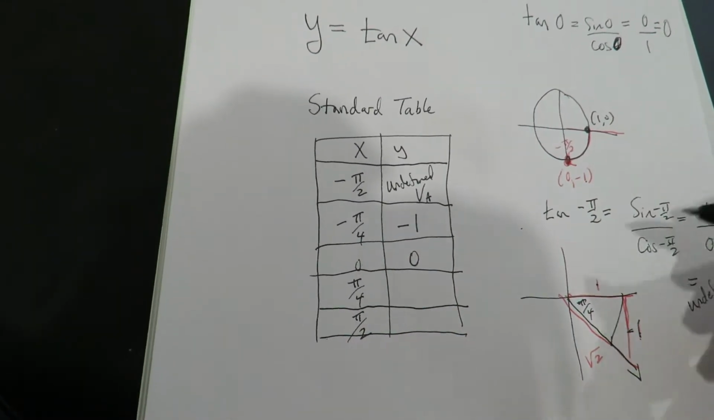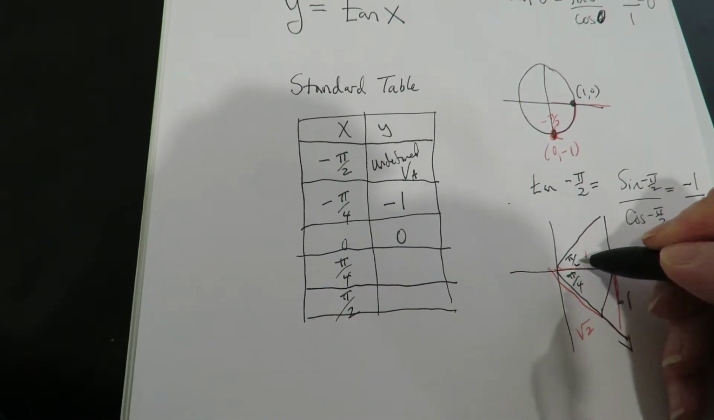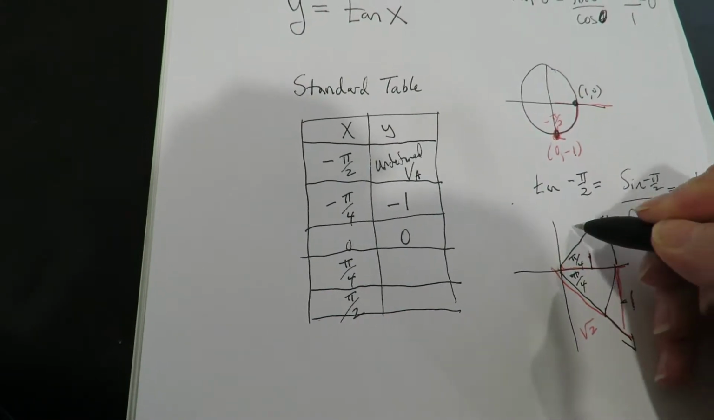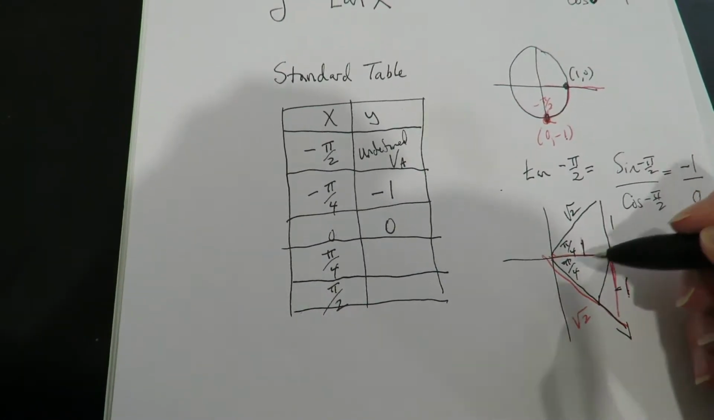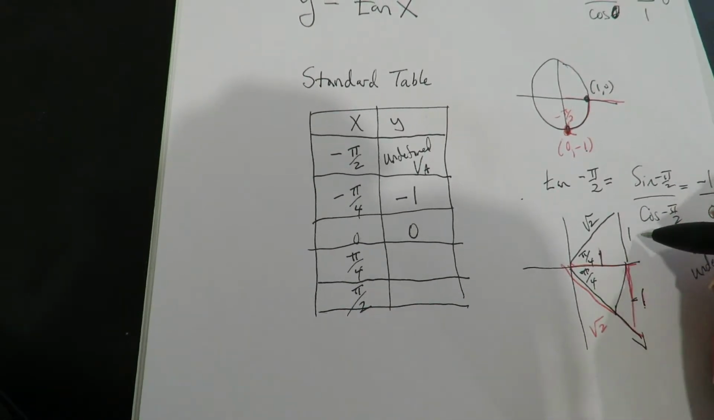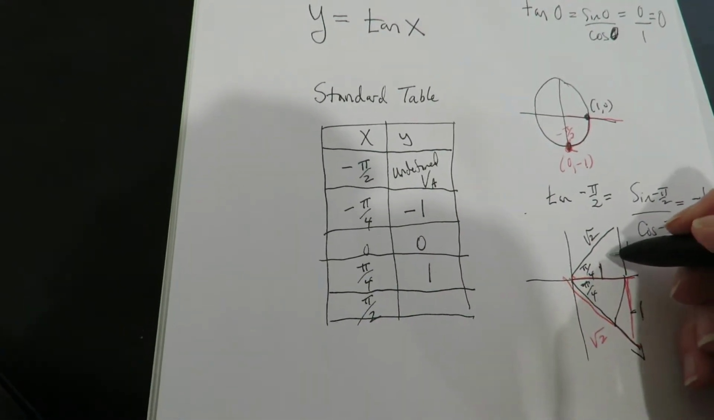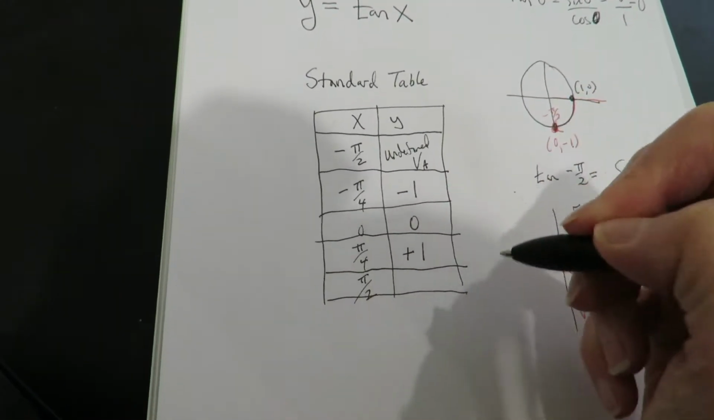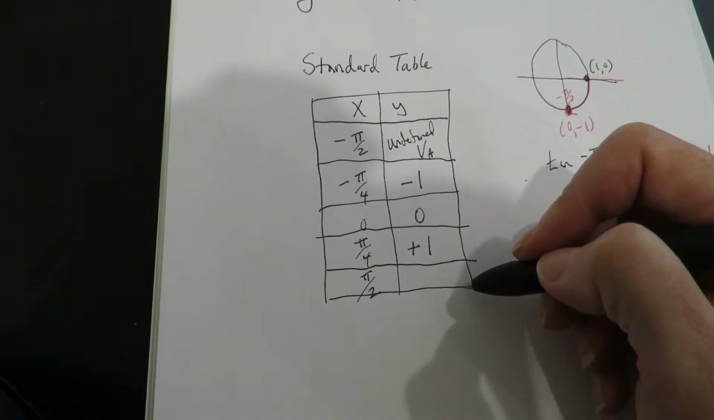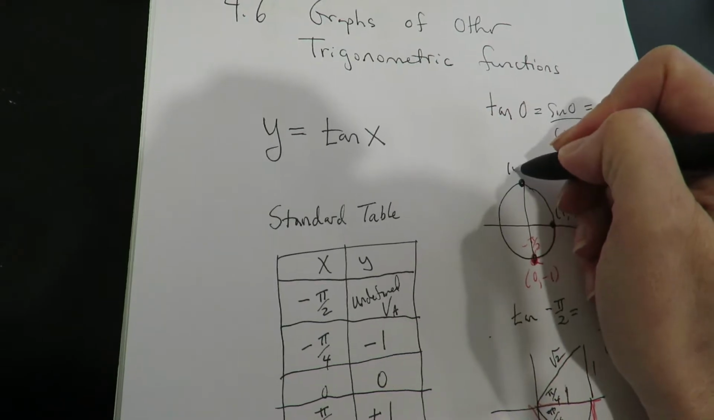Pi over 4, that's going to rotate you into the 1st quadrant. Pi over 4 again, that's your 1, 1, radical 2. The tangent in the 1st quadrant is opposite over adjacent, so 1 over 1, which is 1. And since it's in quadrant 1, the tangent is positive. Okay, pi over 2, that's a unit circle. That's right here. This is pi over 2.